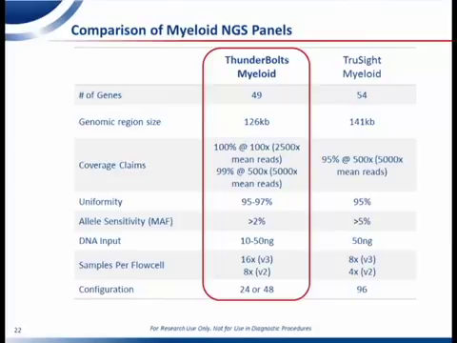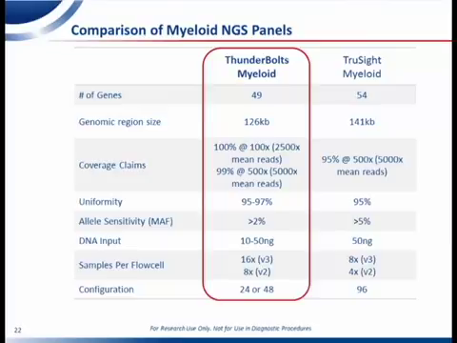This table contains a comparison between the ThunderBolts Myeloid panel and the Illumina TruSight Myeloid panel. The ThunderBolts Myeloid panel contains 49 genes covering 126 kb of target region, while the TruSight Myeloid panel contains 54 genes consisting of 141 kb of target region. ThunderBolts has a superior coverage with 100% of the amplicons with 100x coverage or greater at 2,500 mean reads, and 99% coverage at 500x with 5,000 mean reads, while TruSight only has 95% of the amplicons at 500x or greater with 5,000 mean reads. The ThunderBolts panel achieves good uniformity with 97% of the amplicons with reads at 0.2x of the mean or greater, with typical results closer to 97%.